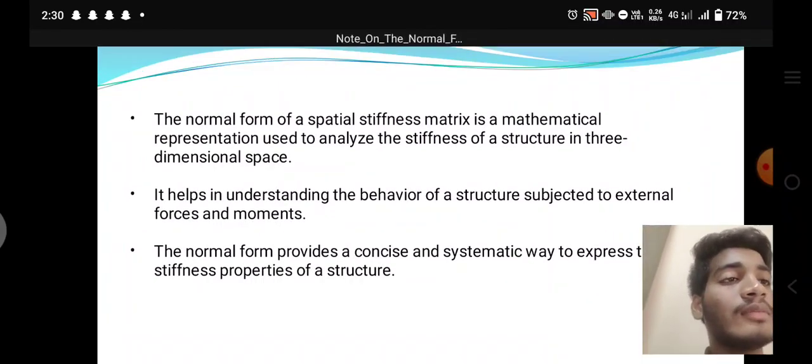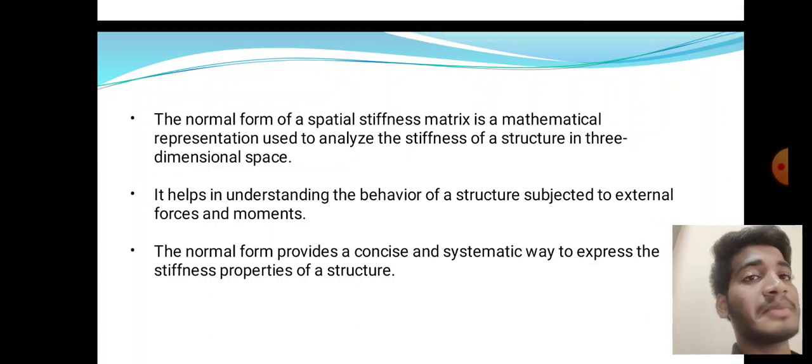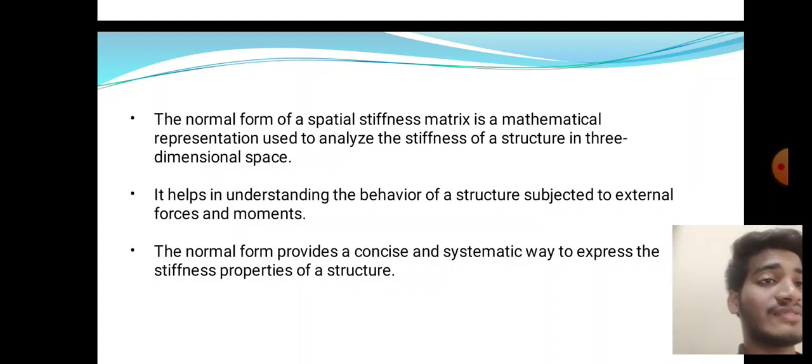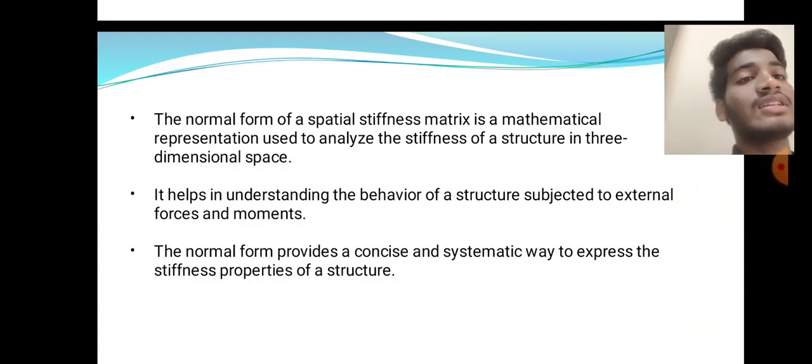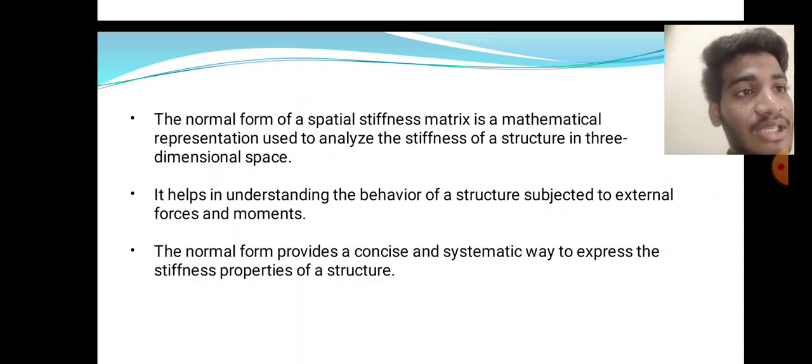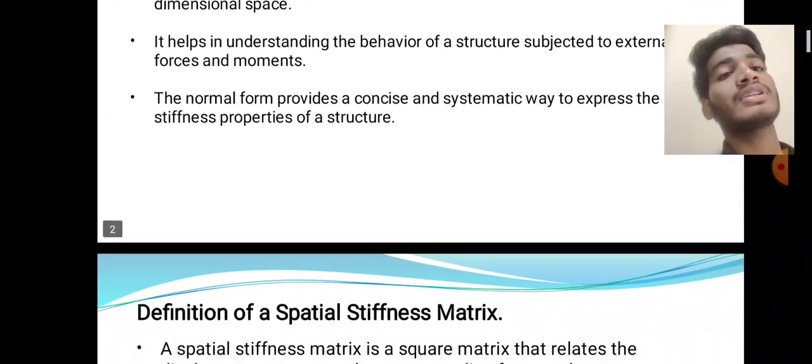The normal form of the spatial stiffness matrix is a mathematical representation which is used to analyze the stiffness of a structure in three-dimensional space. It helps in understanding the behavior of a structure subjected to external forces or movement. This normal form provides a systematic way to express the stiffness properties of structures.